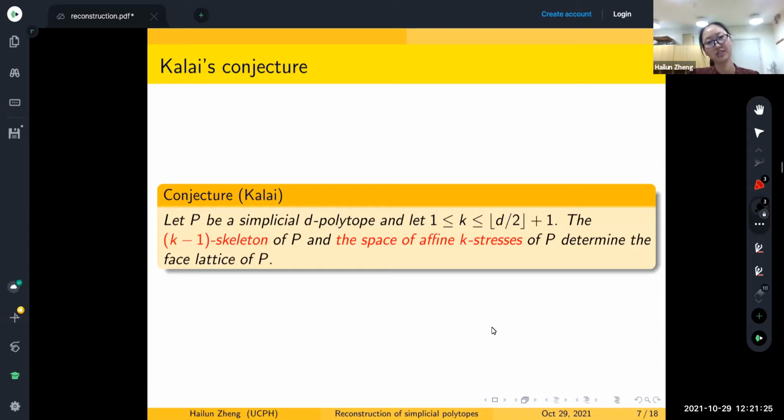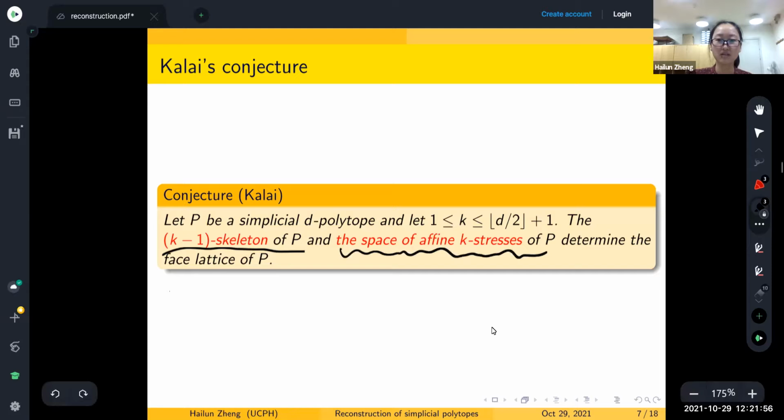So he actually conjectured that what we need to consider is two things. Let's say I have a simplicial D polytope, and I want to fix the number K between 1 and D over 2 plus 1. Then he conjectured that in order to determine the face lattice of P, you have to know, of course, in this talk we always consider some nice skeleton of P, so this time just the K minus 1 skeleton of P. And the other thing is kind of mysterious. I'm going to define it later, but now I want to put it here. The other thing is the space of affine K stresses of P.